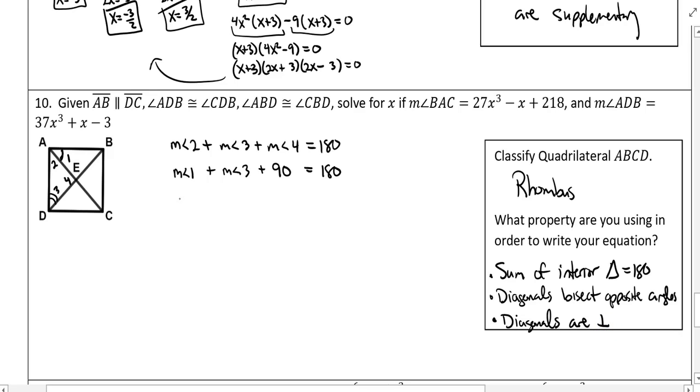And so now the measure of angle 1, which was BAC, so this is the measure of angle 1 here. So that's 27x to the third minus x plus 218, plus the measure of angle 3. Angle 3 was ADB, so that's 37x to the third plus x minus 3, equals 180.